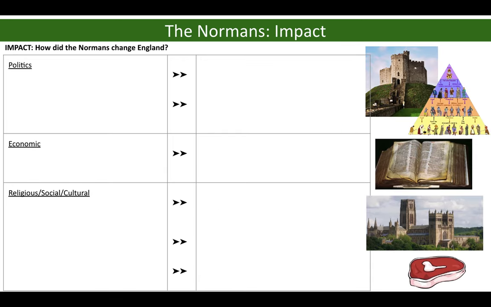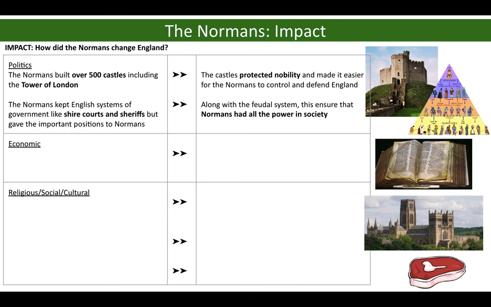When it comes to the impact of the Normans, again, I've broken it down to 3 areas: political, economic, and social. And just like the Vikings, the impact of the Normans is really significant. Politically, they, as we've said, have a huge impact because they basically take over the country and become really powerful. But we particularly see this by the building of over 500 castles, such as the Tower of London, which protect the Normans and make it easier for them to control England.